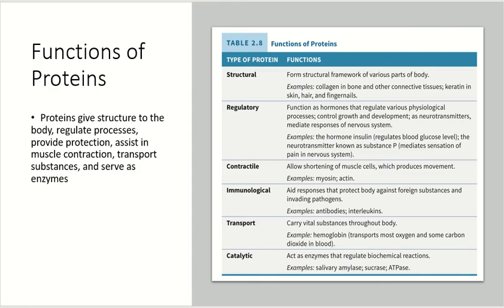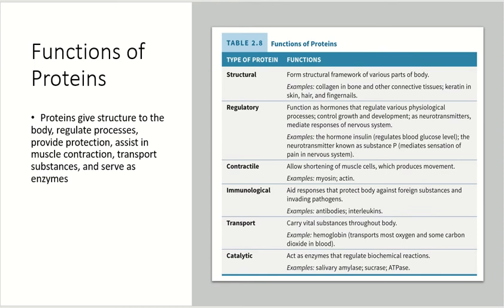All right. So next we have our proteins. This is our next kind of organic molecule. We've probably all heard about proteins. Your parents maybe said to eat your meat or your chicken or whatever when you were a little kid. You got to have protein to grow big and strong. They were kind of right. So proteins are going to give structure to the body. They're also going to regulate processes, provide protection, assist in muscular contraction, transport substances, as well as serve as enzymes. So they do a whole lot of different things.